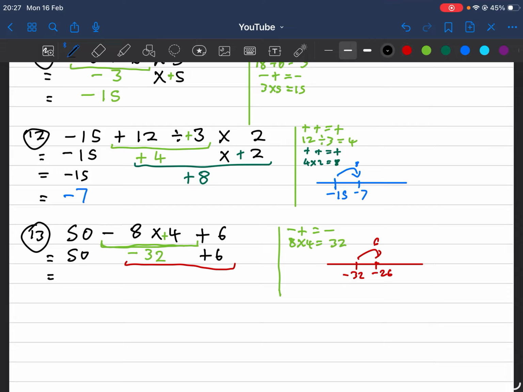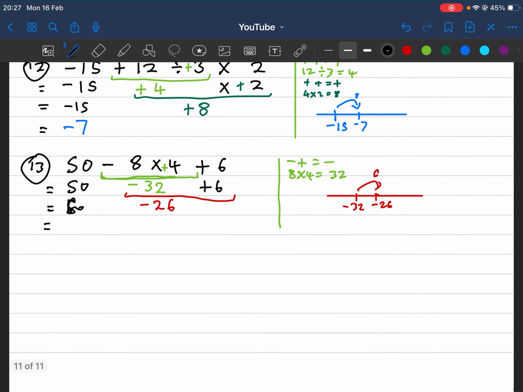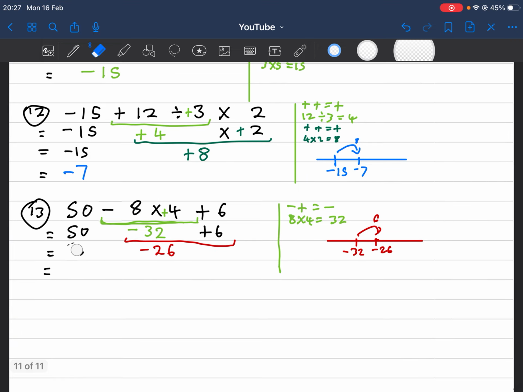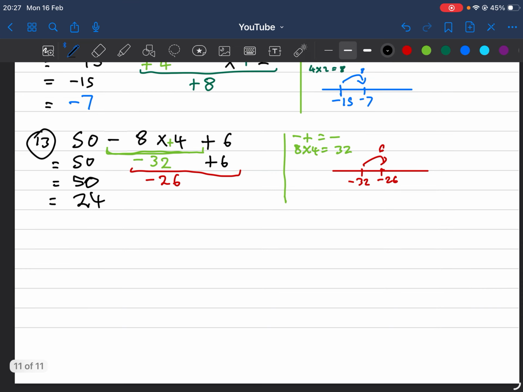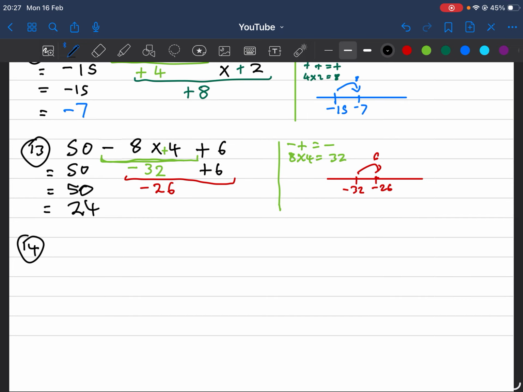So now you'll have the 50 and you'll have minus 26, and that should give you an answer of 24. There we go. Alright, so that one's done. Now let's just do one more before I turn the page. No, actually let's just go to the next page. It's alright. Let's go to the next page.